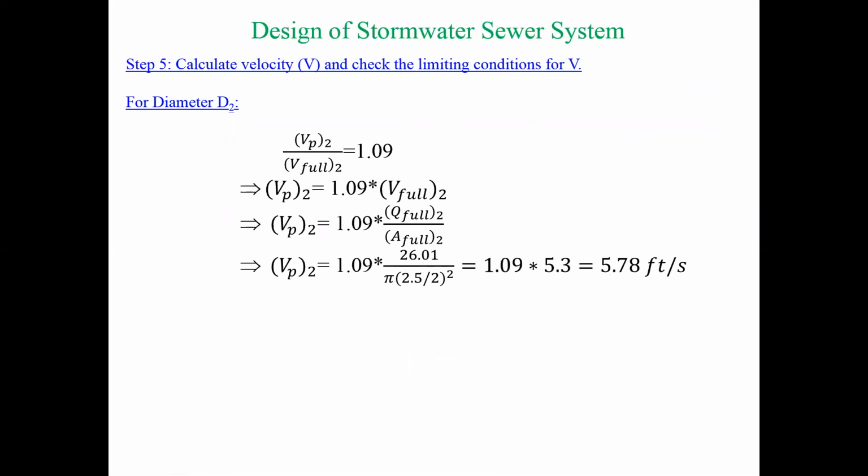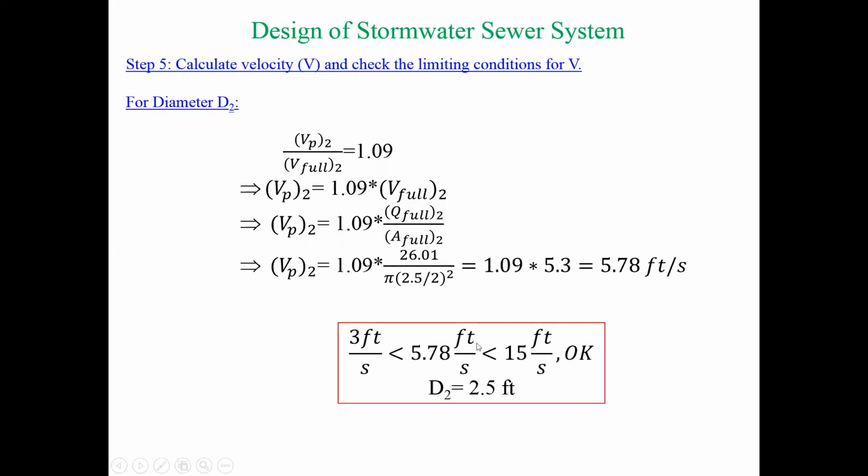Again, this velocity is within the maximum and the minimum permissible velocity within the pipe. So for D2, we can select 2.5 feet. Now we have D1 and D2.